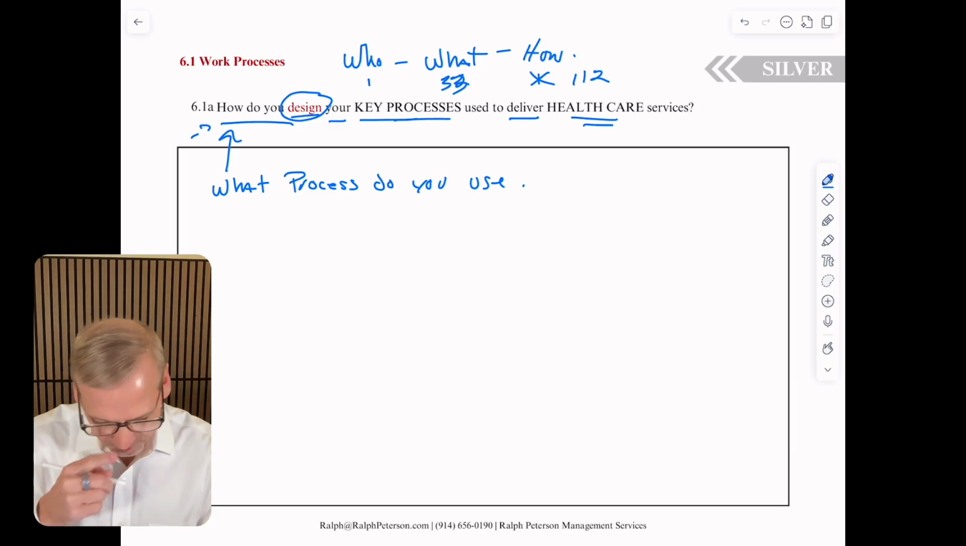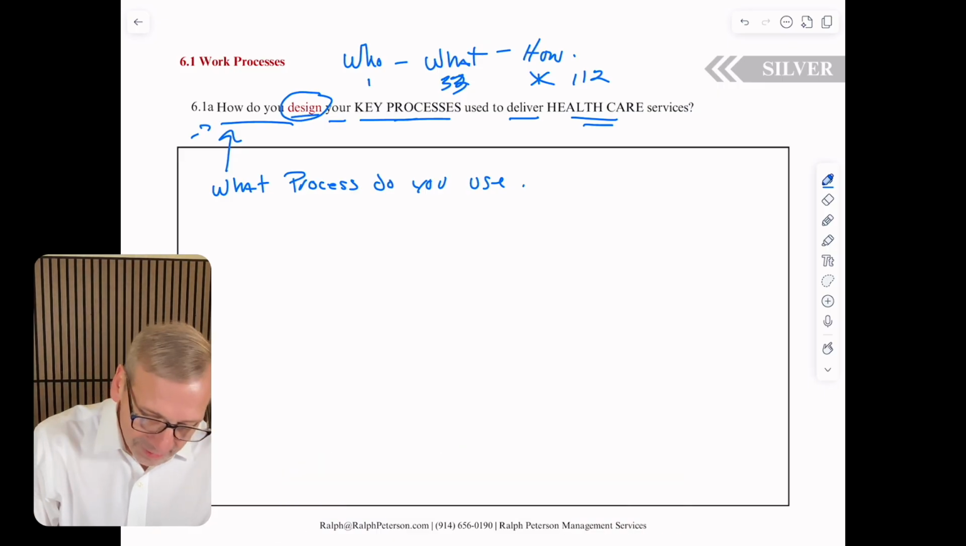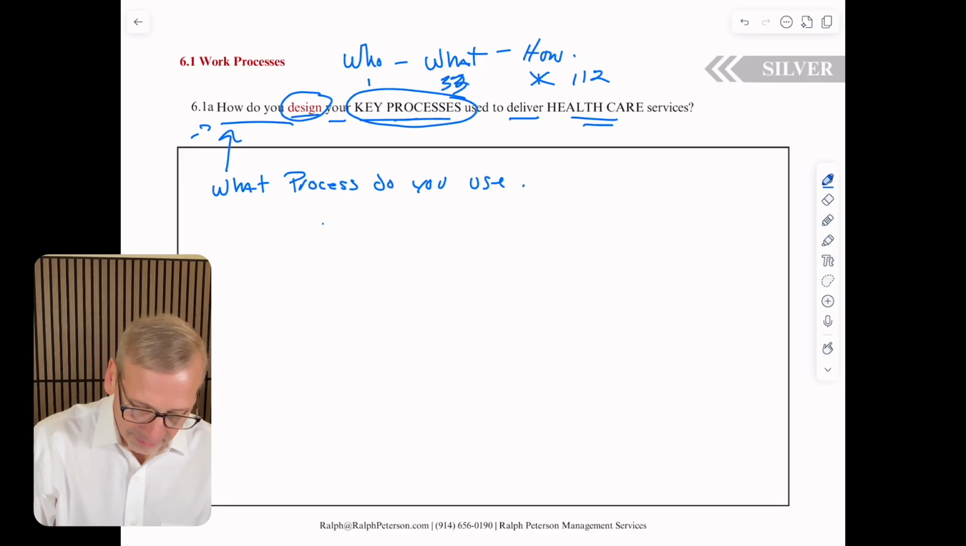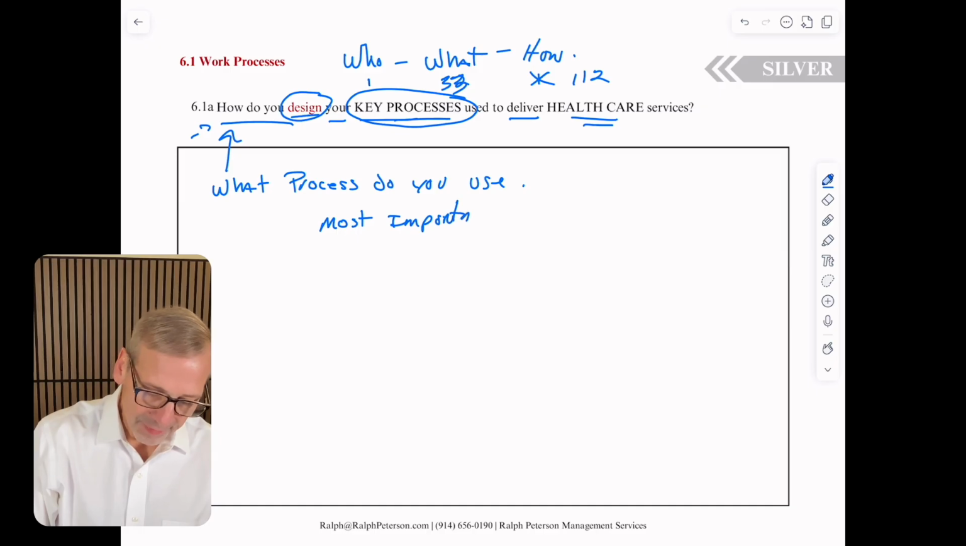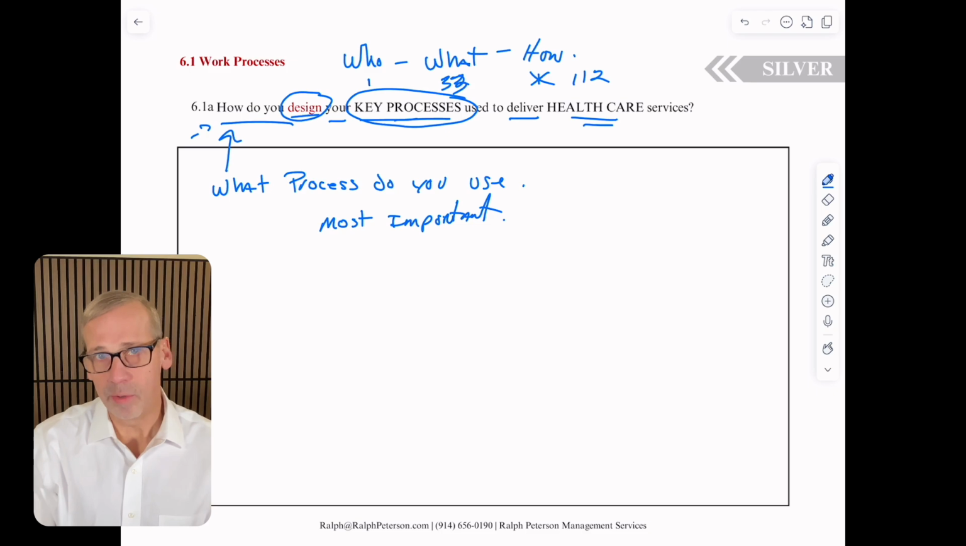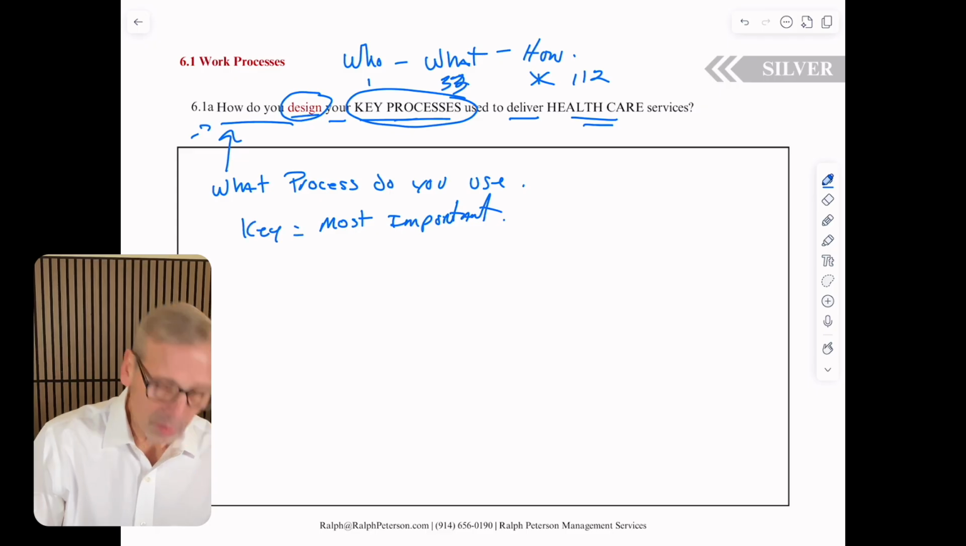Okay. Let's talk about it. Let's first talk about what is a process. What is a key process? Here, the word key means most important. And in fact, if you go to the glossary in the quality award at the bronze, silver, or gold level, you will see that they say key equals most important.